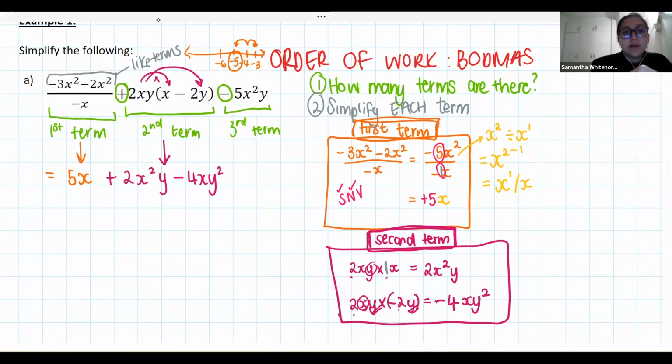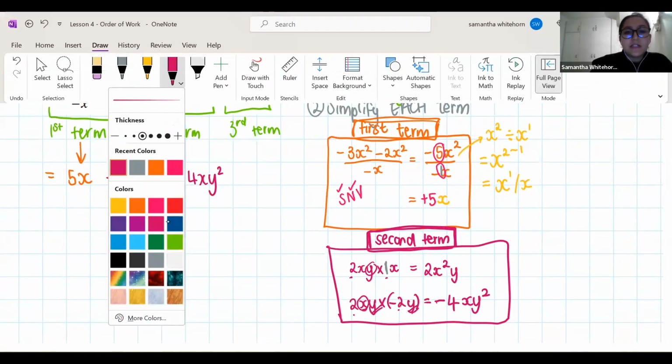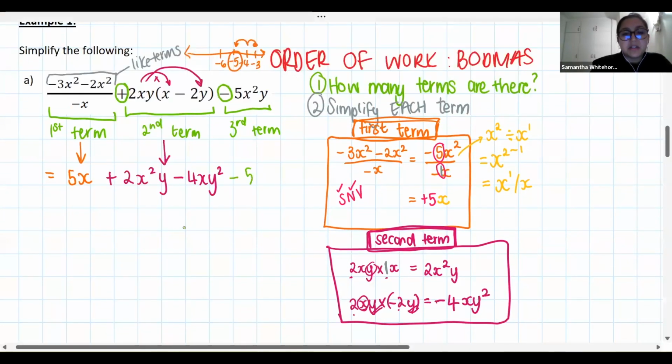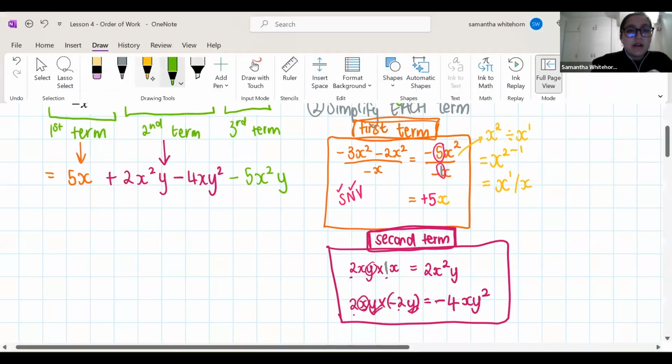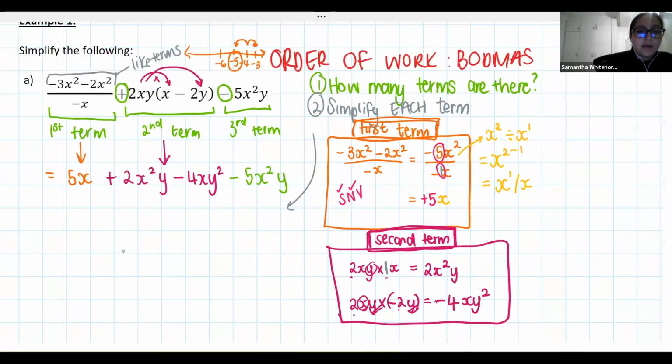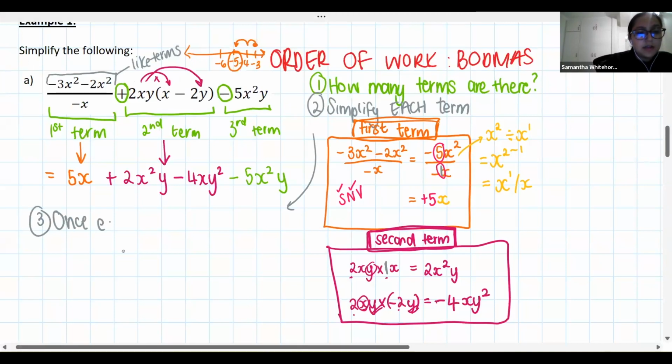Now my third term, I can't actually do anything with that. It's not being multiplied or divided with anything. It is what it is. So it's minus 5x squared y. Right, now from this point, I'm just going to carry on my numbering down here. Once each term is simplified, we look for like terms.